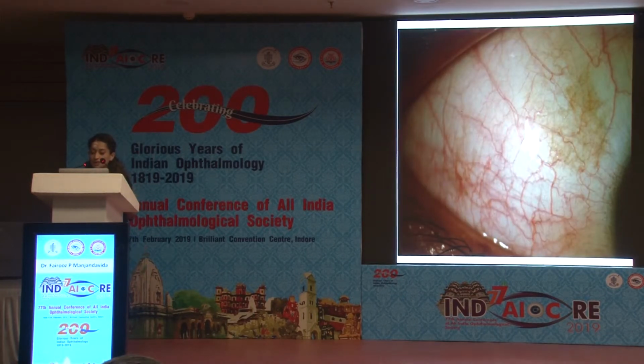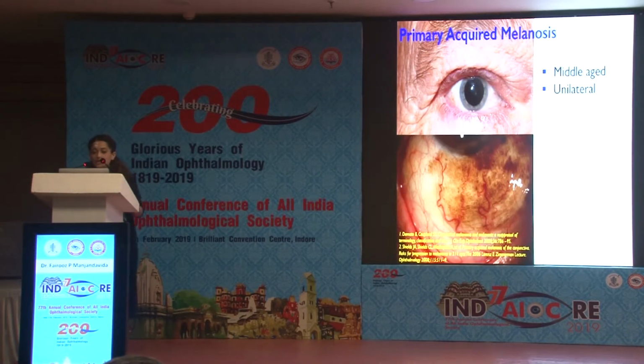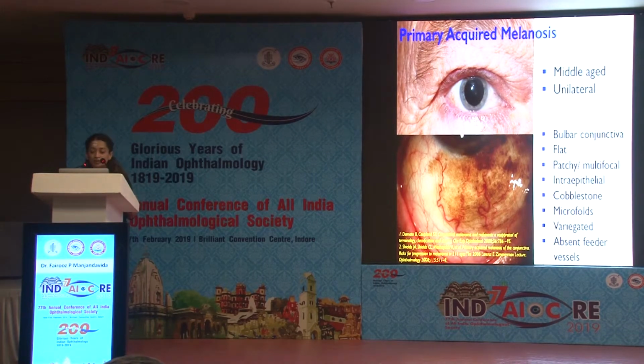So this is a case of very faint pigmentation of the bulbar conjunctiva. I'm sure all of you know the diagnosis here. Unilateral presentation in an old patient. PAM, yes, primary acquired melanosis. So usually primary acquired melanosis is found to be unilateral in middle-aged patients, and it affects the bulbar conjunctiva. It usually has this cobblestone appearance, microfolds. Again, it is variegated, and they will be absent of feeder vessels.